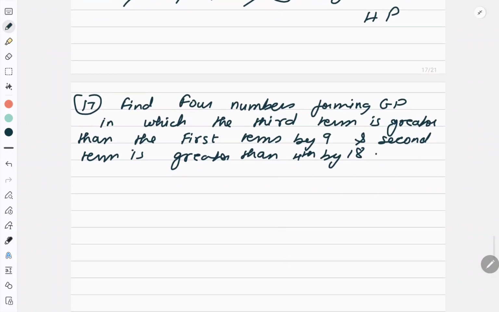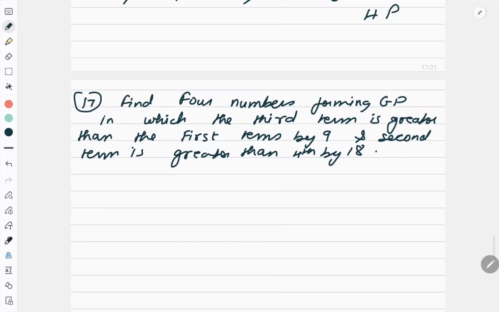Very easy. Right, now look at this question. Find four numbers forming a GP in which the third term is greater than the first term by 9 and the second term is greater than the fourth by 18. When you read the question, it will go from somewhere, some level. Always write each term. What is the question? You have to find four numbers which form the GP. What type of numbers? The third term is greater than the first term by 9. This is the condition given.